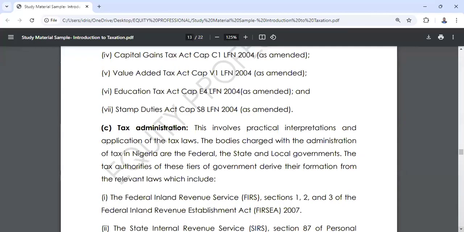Each tier of government has its own tax administration. The federal government has its own tax administration. Who is the tax administration of the federal government? Give me an example. FIRS, correct. The Nigeria Customs Service too. They are the tax administration of the federal government.